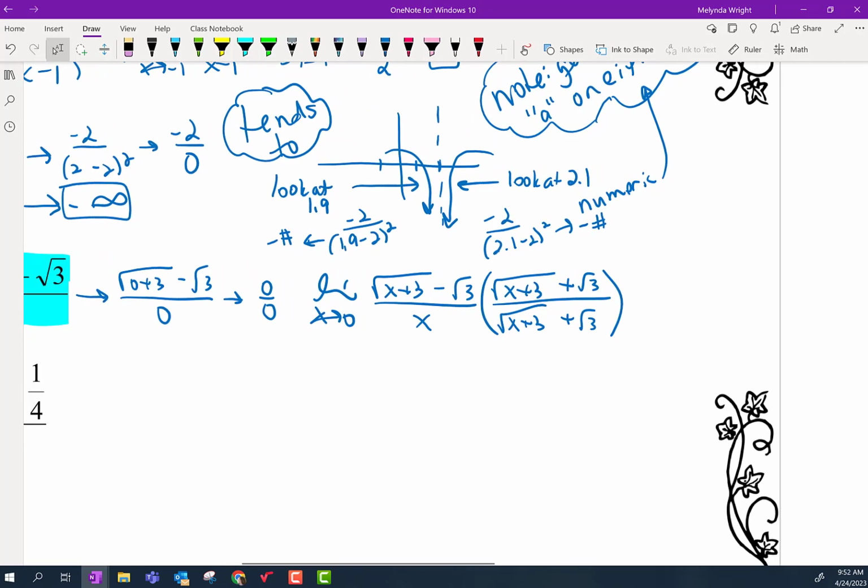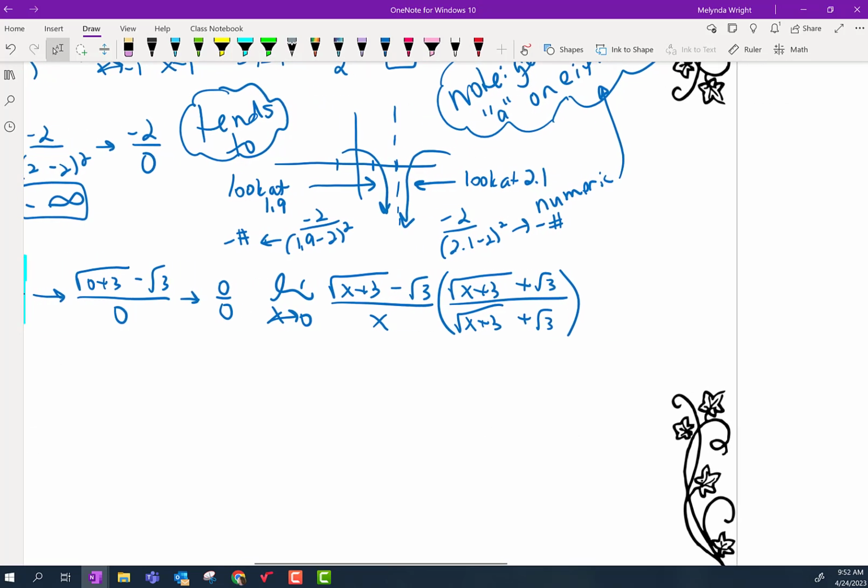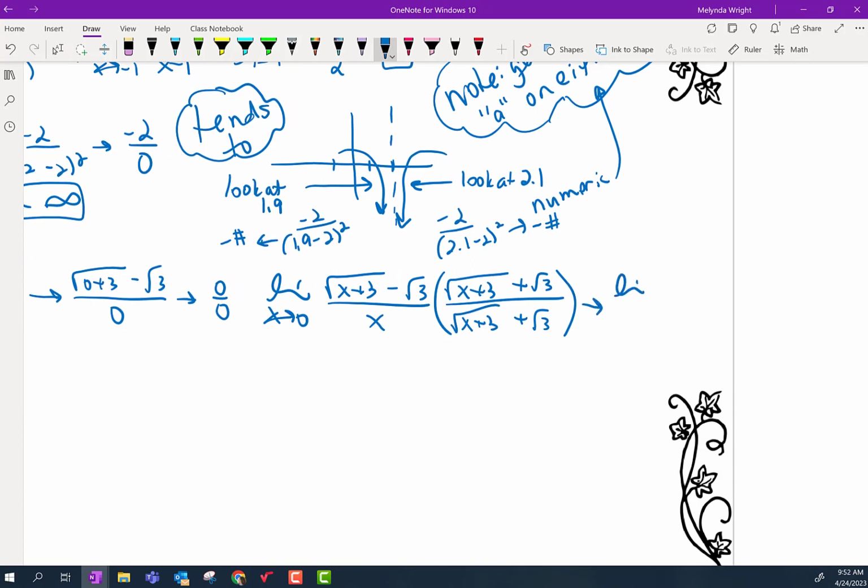Okay, we got this. The limit as x goes to 0. All right, so we got to FOIL the numerator. And we know we love the conjugate because outside, inside, go to nothing. So it's basically first times last, right? Remember that back in the day? All right, root x plus 3 times root x plus 3 is basically x plus 3. Root 3 times root 3 is 3.